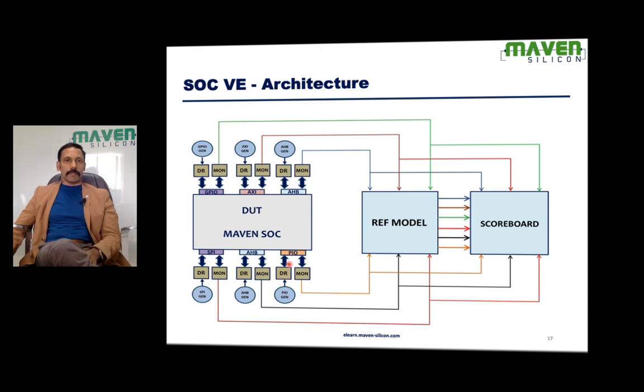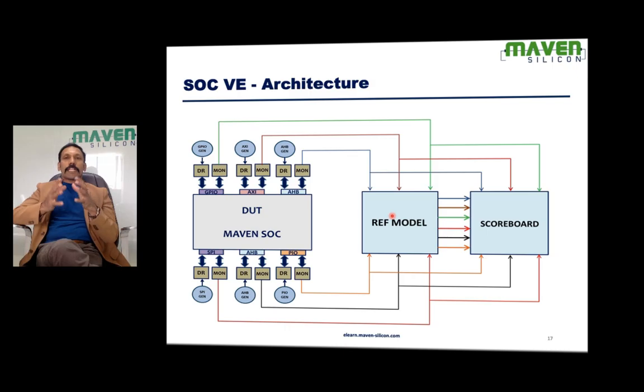Everything is protocol based, pretty straightforward. For every interface we have to create a driver and monitor. And for every interface we need to create a generator in this case, because every interface is different. For GPIO you need a GPIO packet, for AXI you need an AXI packet, for AHB you need an AHB packet. That's how we will be creating different kinds of generators. And you have two major test bench components. One is the reference model, the other one is the scoreboard.